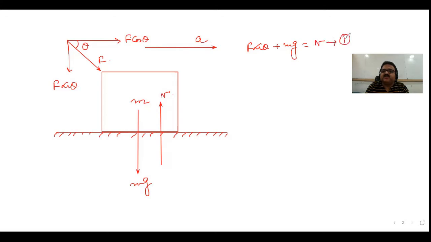This is number 1. Number 2 is this: F cos theta is the net force which is actually responsible for the motion of the body. In this case, we are not considering any kind of friction. So we can write F cos theta is equal to mass into acceleration, hence a equals F cos theta by m.